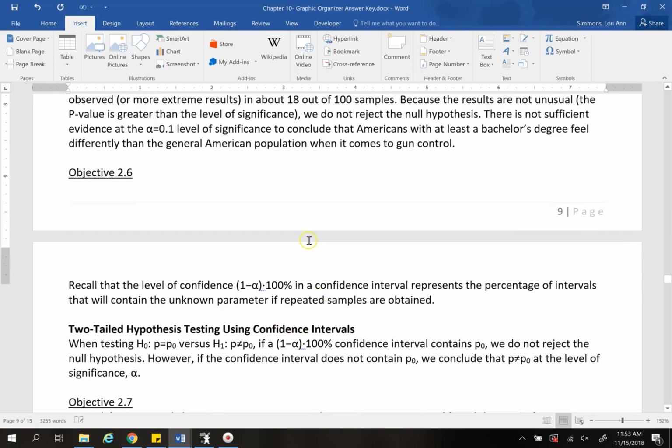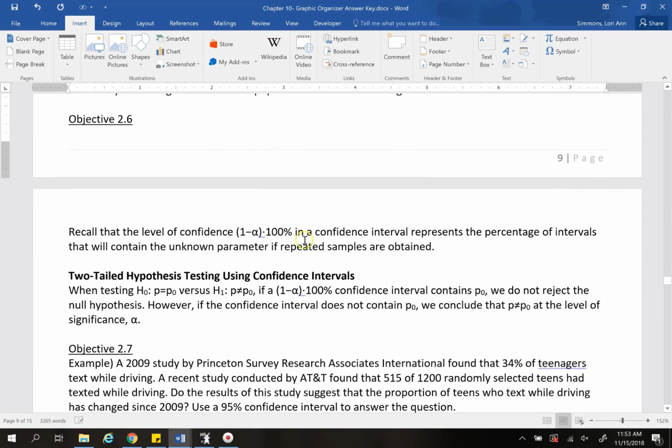So we did hypothesis testing for the last two examples. What if we used what we learned in Chapter 9 to do hypothesis testing? So that was confidence intervals. Recall that the level of confidence, (1 - alpha) times 100%, in a confidence interval represents the percentage of intervals that will contain the unknown parameter if repeated samples are obtained.